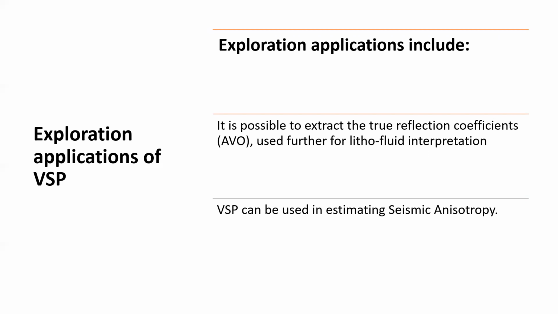The second point is another benefit of VSP is it can be used in estimating seismic anisotropy, which improves lithologic interpretation as well as increase the quality of seismic imaging. Seismic anisotropy can also be used in monitoring of fluid drainage pattern during production of oil and gas.